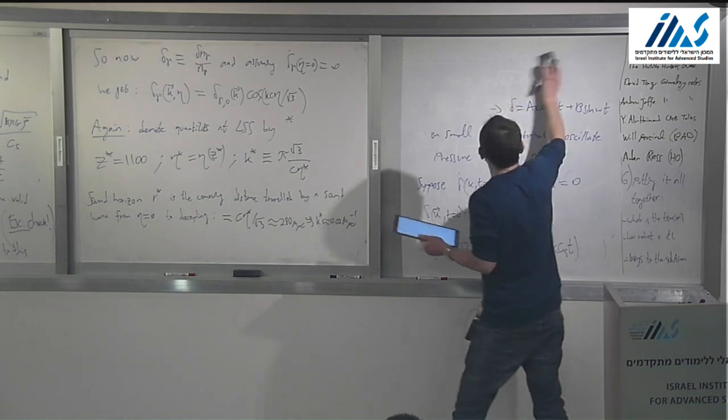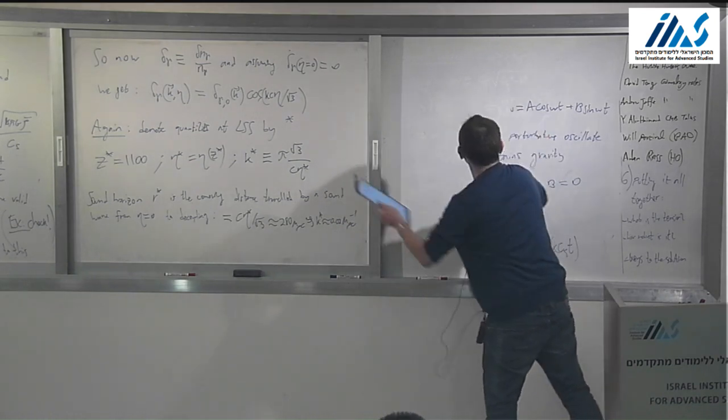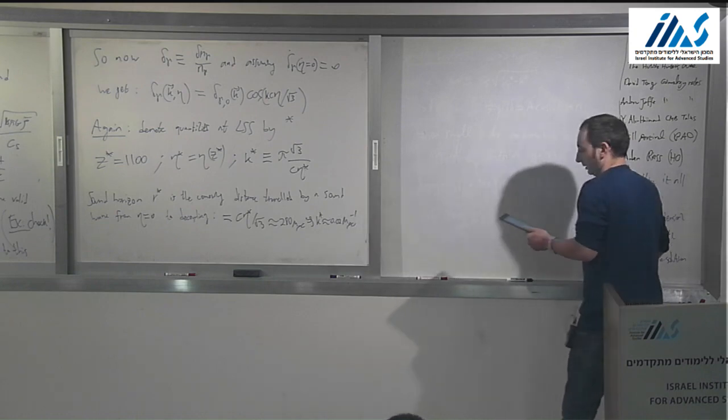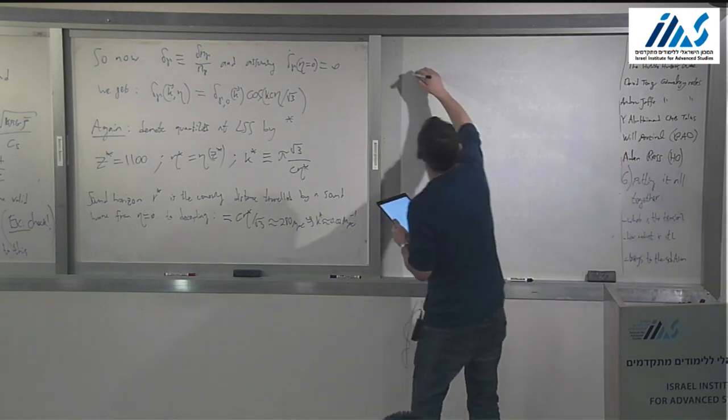All right, so now let's draw the solutions. Okay, so these are the solutions we have. Let's draw them for different choices of k.